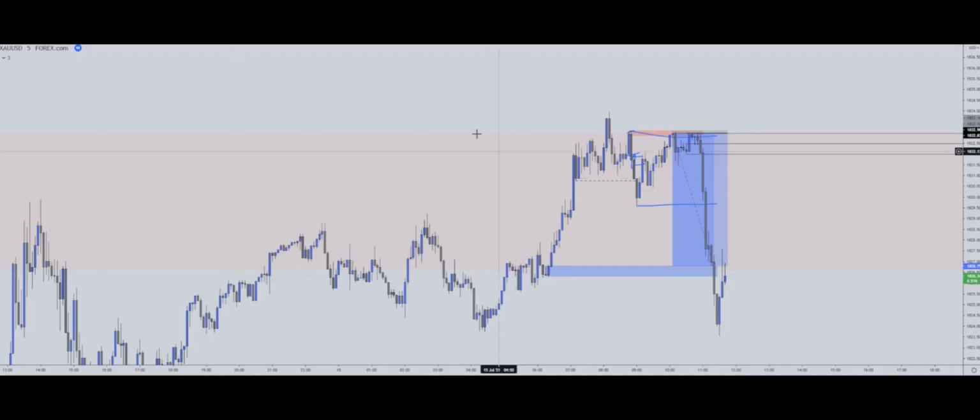And if you don't mark up market structure, you can read it wrong easily, because you get focused and distracted on the small time frames. So that's the only thing I mark up. But it was a very simple trade.